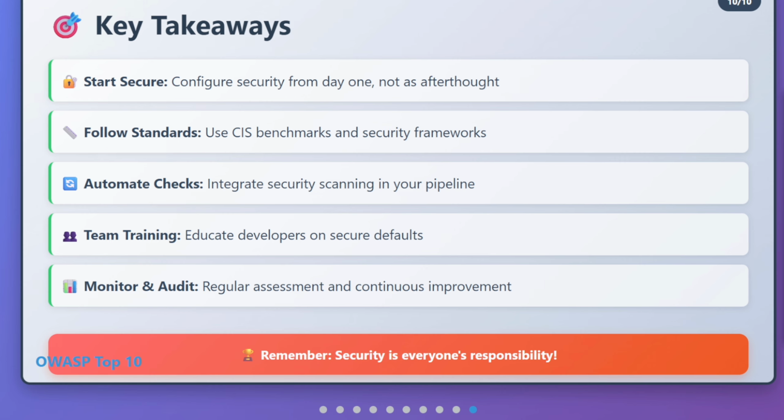And also one more last point: security is everyone's responsibility. So don't think it might be the developer's responsibility, or it might be the operations' responsibility. Starting from planning till deployment, security is everyone's responsibility. Okay, so coordinate and implement the security best practices, and have a great learning.